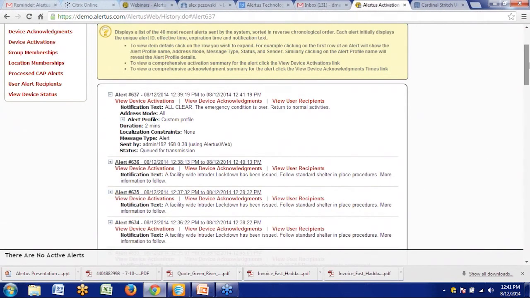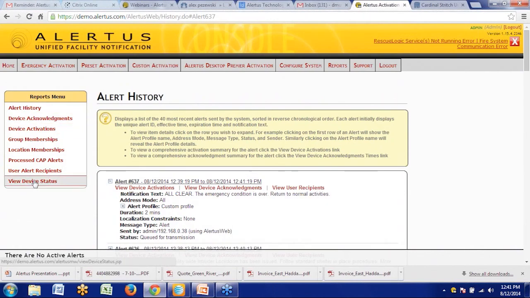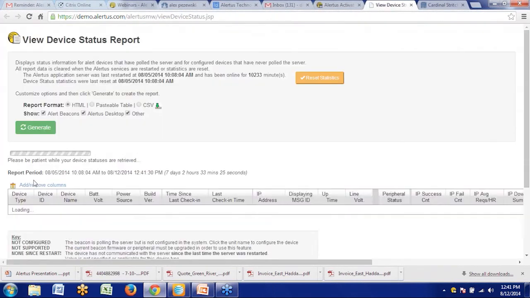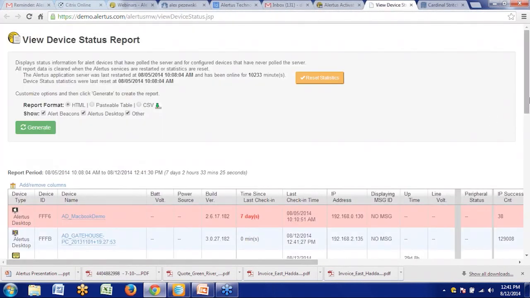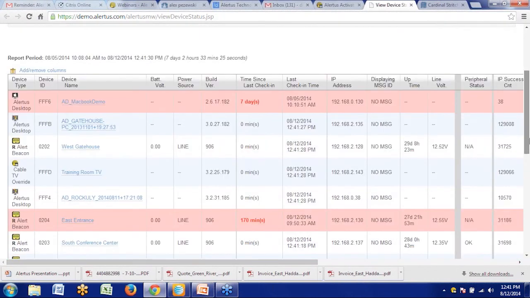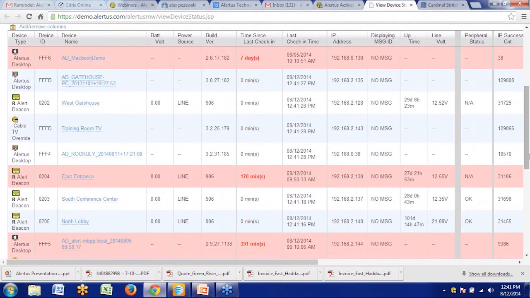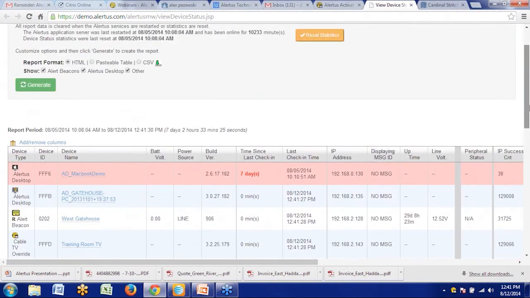Lastly, a very valuable piece to the system, and that's our device status. I'd like to touch on that. That allows you to get a snapshot of the system at any one time. What's up, what's disconnected. Anything in white or light blue is connected, anything in red is disconnected. So you can have this report emailed to you. You can have notifications sent to you whenever devices go offline. So there's a good way to monitor that.